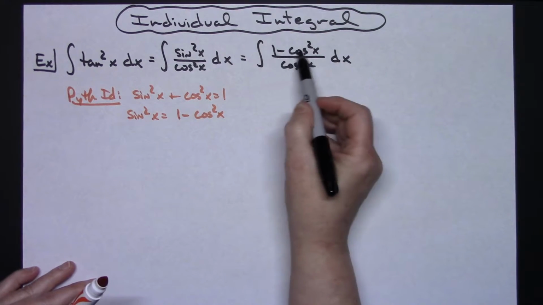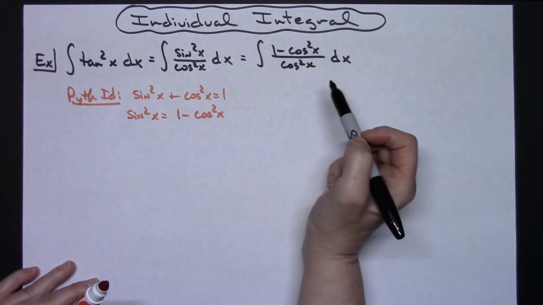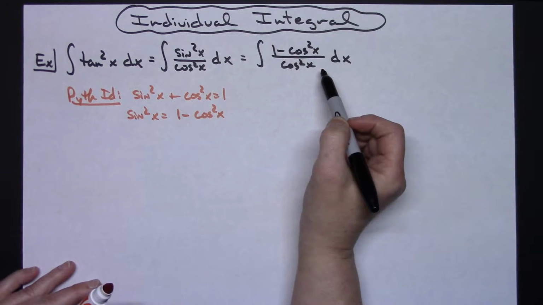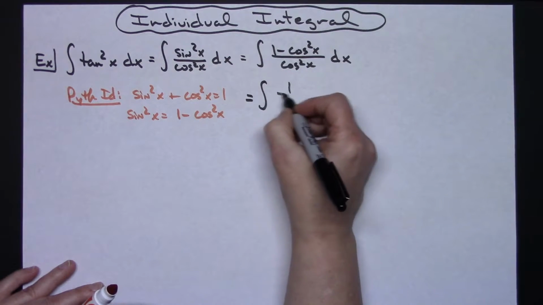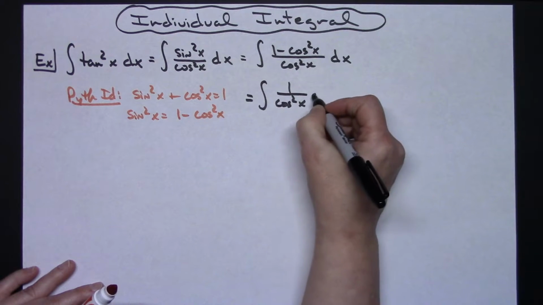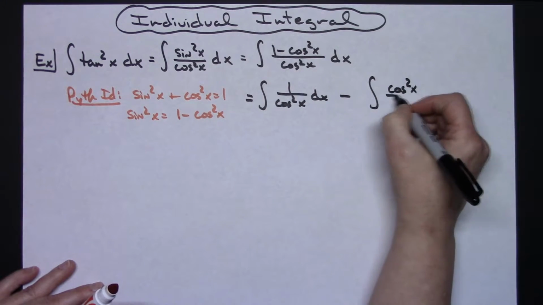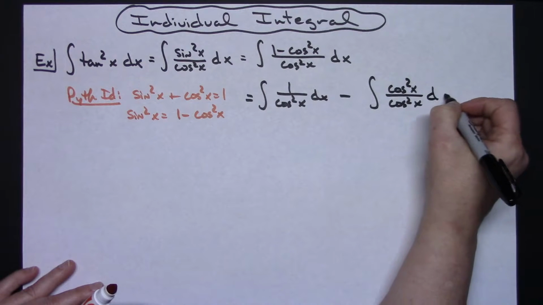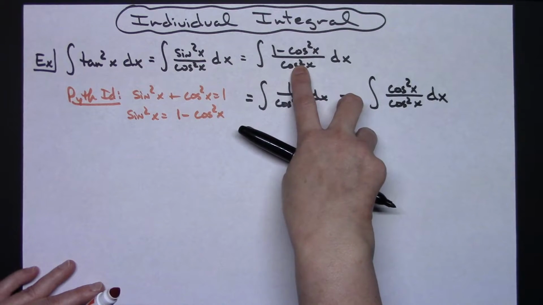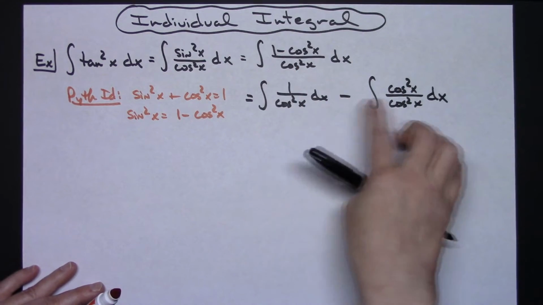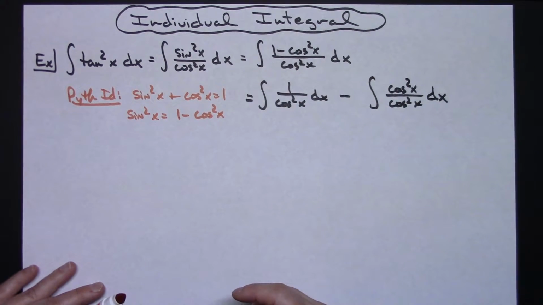Now at this point, if I've got a rational function, which I do, and there is either addition or subtraction going on in that numerator, I can very easily break this up into two individual integrals. So I can have the integral of 1 over cosine squared x dx minus the integral of cosine squared x over cosine squared x dx. What you need to do to check this is see if I can subtract these two fractions and get the original fraction, then I know it's equivalent. Since I've got common denominators, it makes it very easy to check.